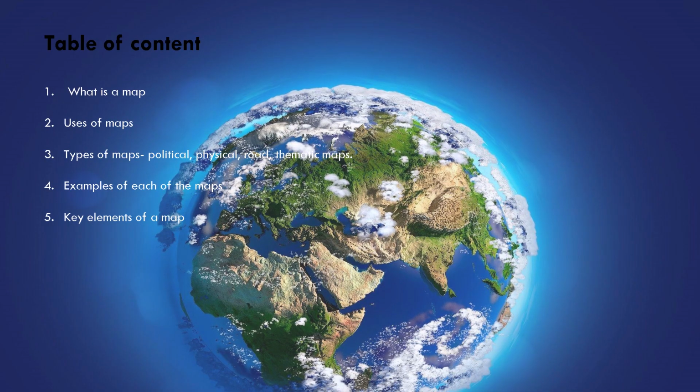The points under this table of content will be discussed by my group members. The first one, which is what is map. The second one is the use of map. Third one, types of map, which is political, physical, road, and thematic maps. Fourth one, example of each of the map. Number 5, key elements of map. Now I give this time to Emory to elaborate more on the first point, which is what is map.